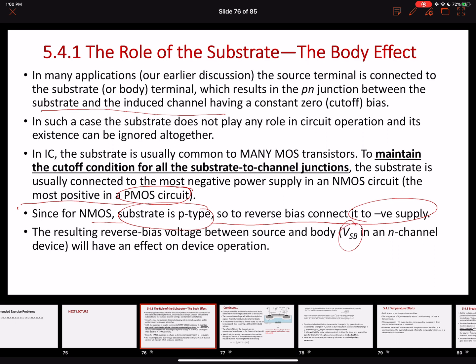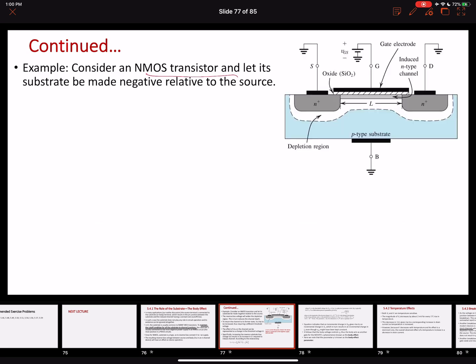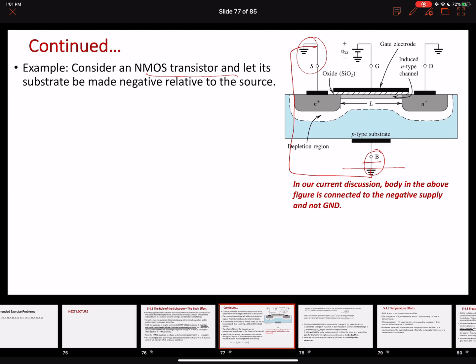So this is the voltage that we are applying. This is the voltage in between source and the body. Okay, so consider this NMOS transistor. Initially, for all of our previous discussions, we had a body that was connected to the source. But now we will connect the body to the negative supply, or the body will be more negative compared to the source. In order for that to happen, let's just assume that it is connected something like this. Now the body is connected to the negative supply, or it is made negative relative to the source.